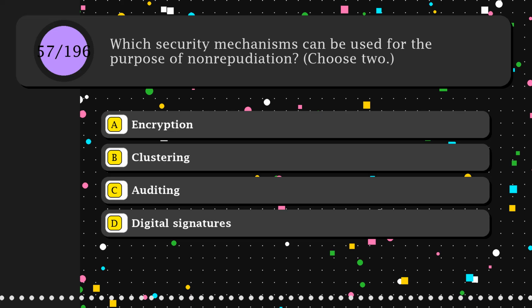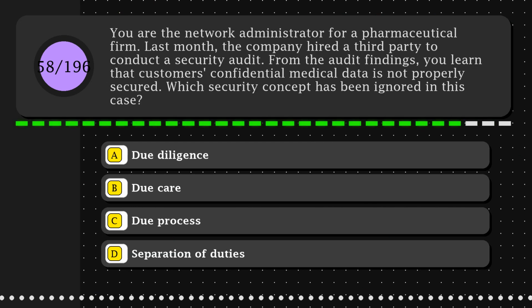The correct answer is option C, D. Question 58. You are the network administrator for a pharmaceutical firm. Last month, the company hired a third party to conduct a security audit. From the audit findings, you learn that customers' confidential medical data is not properly secured. Which security concept has been ignored in this case?